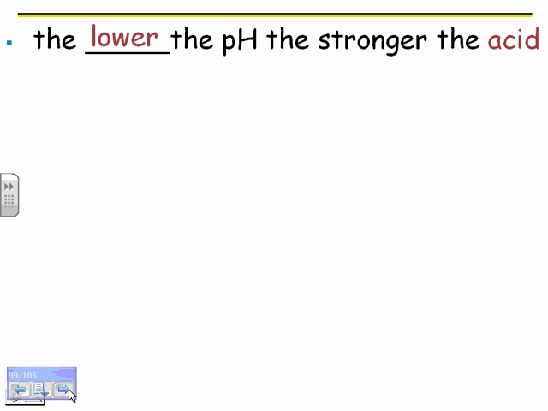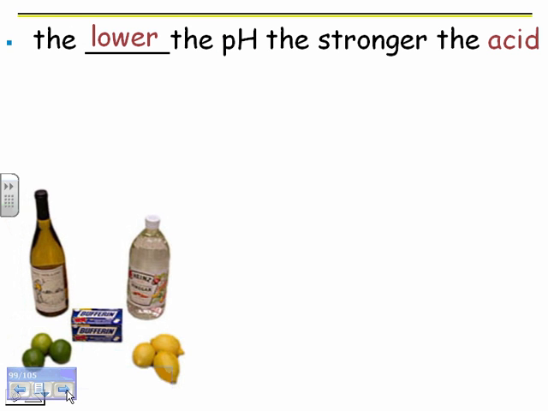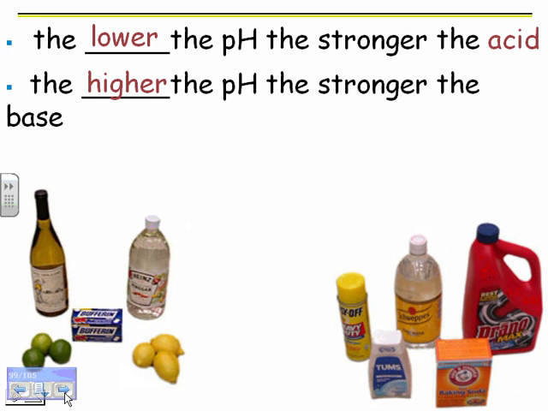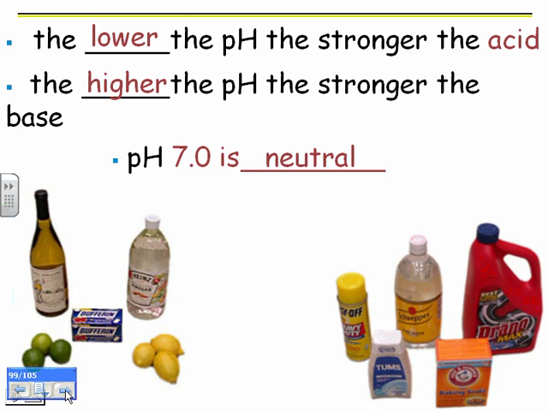The lower the pH, the stronger the acid. So acids are things like vinegar and lemons and lime and puke. The higher the pH, the stronger the base. And so these are things like oven cleaner and Drano and baking soda and Tums so that you don't have an acidic stomach. pH 7 is neutral.